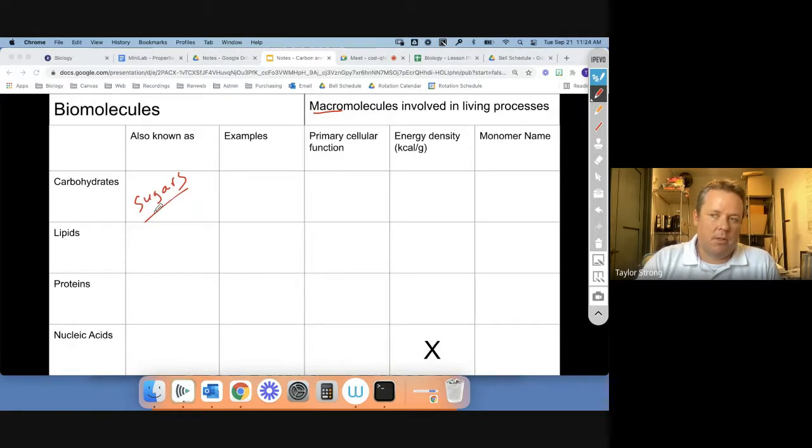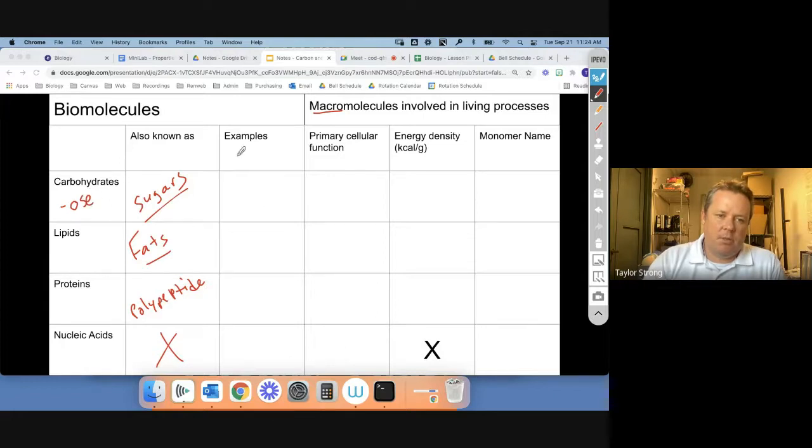So carbohydrates can sometimes be called sugars, and you might even see things like simple sugars versus complex sugars. Lipids, although this is more of an example, will sometimes be called fats, and so that is another name that you might use. Proteins, you'll see the word polypeptide, and nucleic acids don't really have one. So if we wanted to get something really specific about each one, carbohydrates end in OSE, and so that's going to help us get some examples.